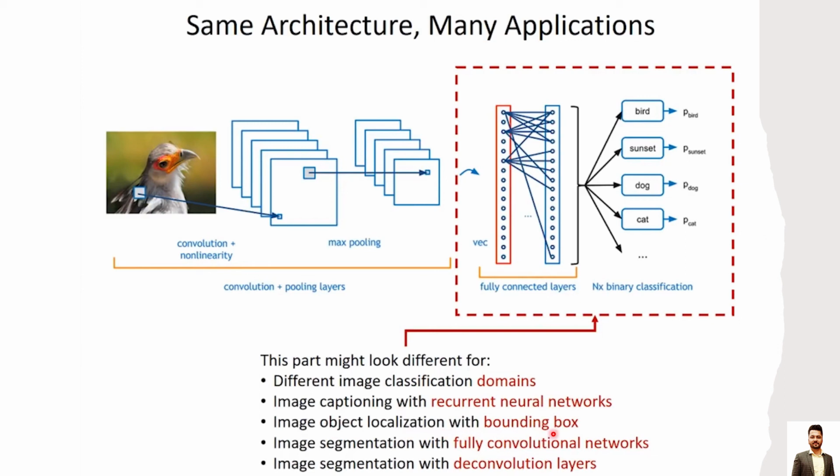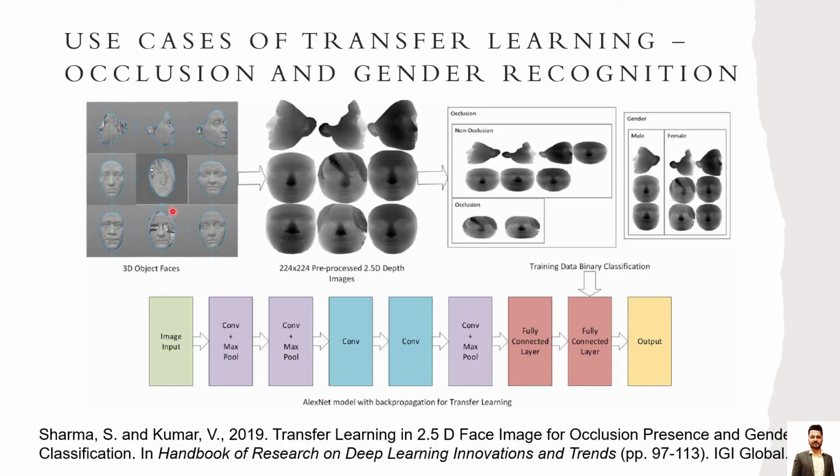Object localization with the bounding box. Image segmentation with fully connected networks, which will be discussed in the self-driving car section. And even image segmentation with deconvolutional layers. So all of these things might change the architecture inside this red box, but all of them come under transfer learning. This is one of the use cases that I have picked from my research paper published in 2019, transfer learning in 2.5D face image for occlusion, presence and gender classification.